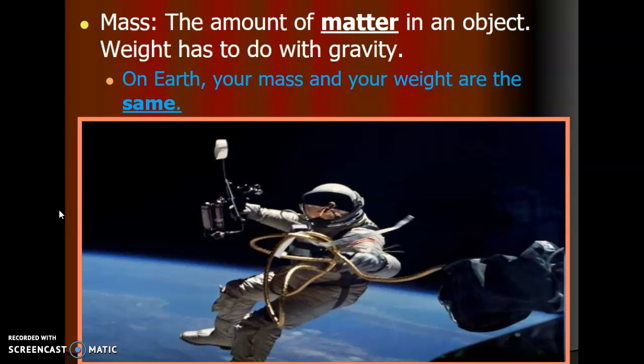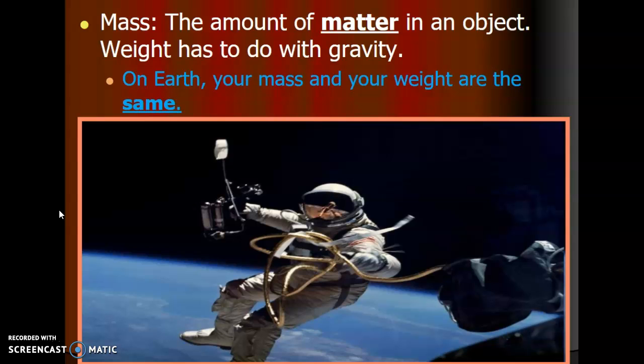So let's go back to this word mass. I know we've talked about mass before a few lessons ago, but mass is the amount of matter in an object. Weight has to do with gravity. On Earth, your mass and your weight are the same, and I know we've had this discussion before.